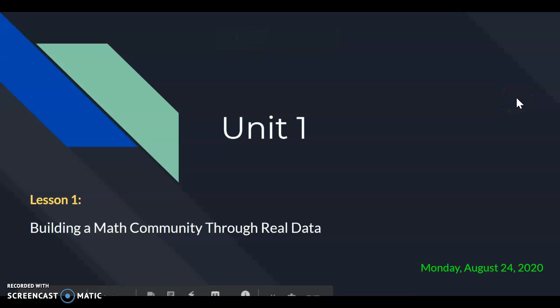I'll be talking about Unit 1, Lesson 1. The title of this unit is Building a Math Community Through Real Data. Today is Monday, August the 24th.